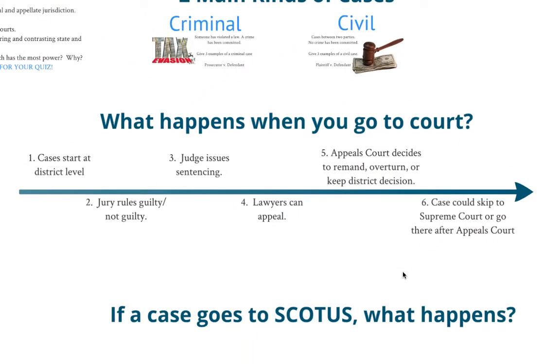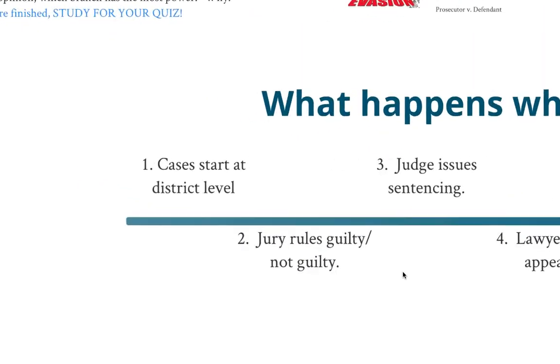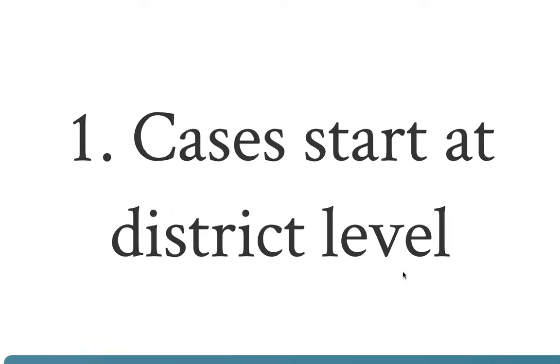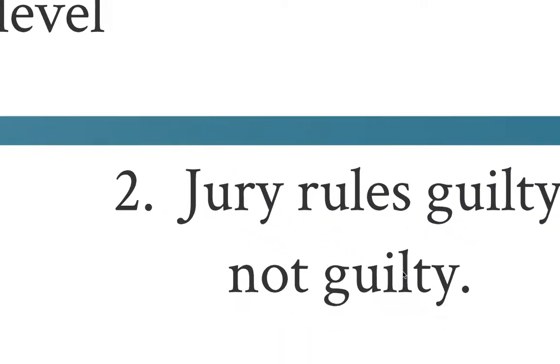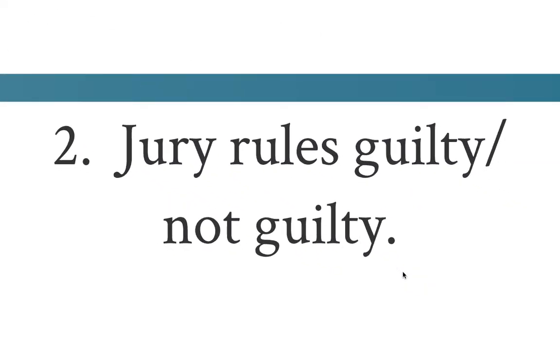So, what happens when you go to court? Well, all cases start at the district level, or I say all cases, most cases start at the district level. Remember, on the federal level, if it's a foreign diplomat case or a state versus state, it will start directly in the Supreme Court. After the district level, you go to trial, and the jury rules guilty or not guilty.